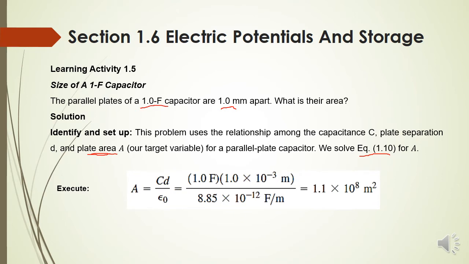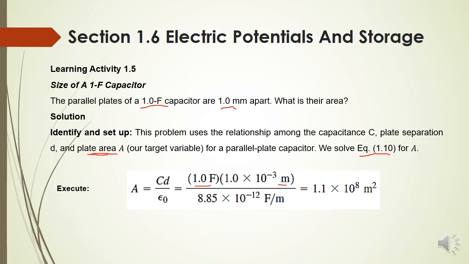Now, area is equal to C times D over EO. From equation 1.10, capacitance is equal to EO times A divided by D. But if you do a multiplication relationship conversion, you can get A equals CD over EO. And you can just input the value of capacitance, which is 1 farad, and the distance of 1 millimeter. Milli means 10 to the minus 3, and that is 1 times 10 to the minus 3 meter.